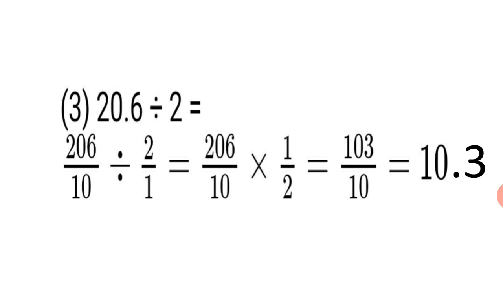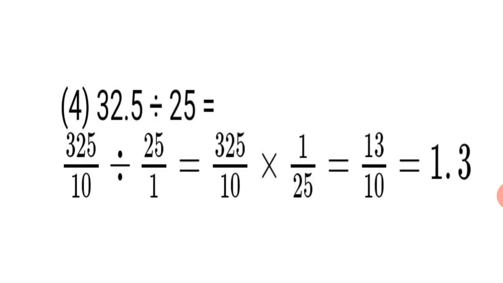Third step, see if you can reduce the figures. Yes, we can reduce the numbers. 206 is divisible by 2. 2 ones are 2, 2 103s are 206. So we get the answer 103 upon 10. And now it's the time to place the decimal point. So 10 in the denominator, so answer will be 10.3. Okay, before 1 digit we place the decimal point.